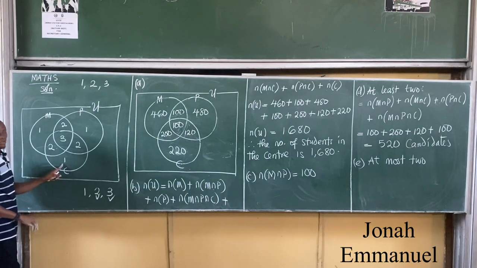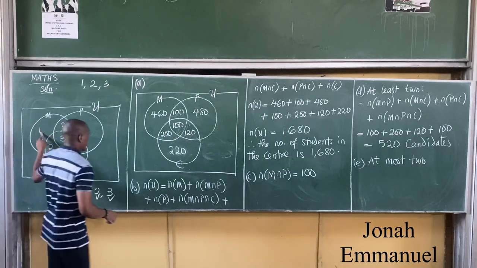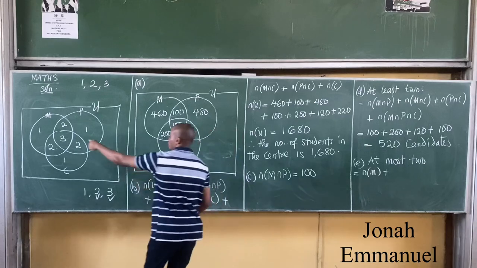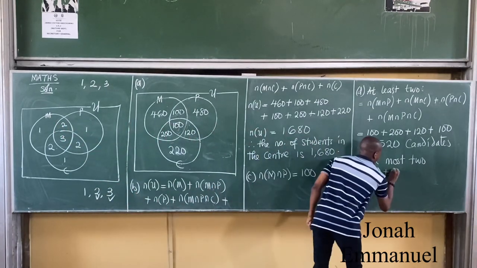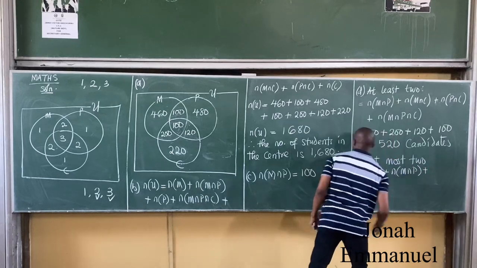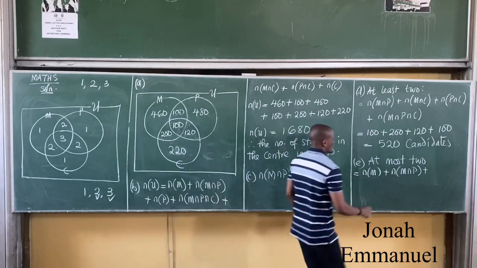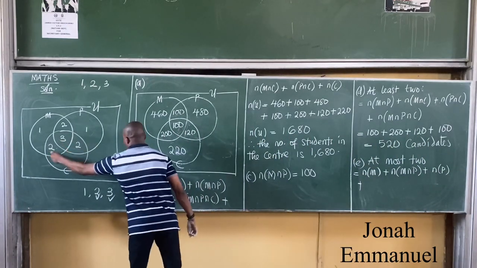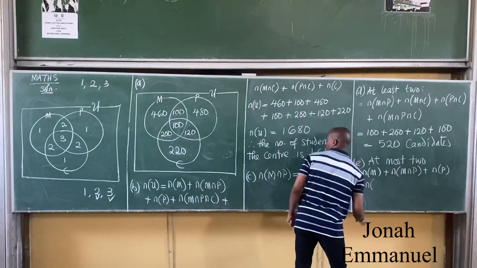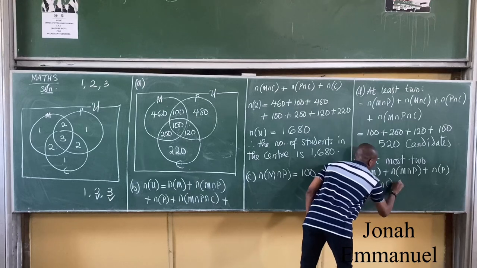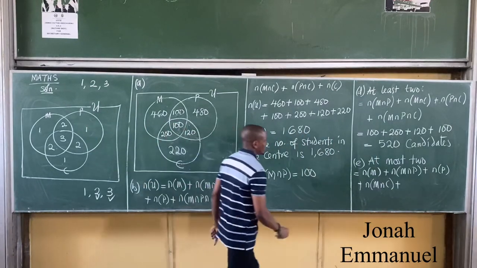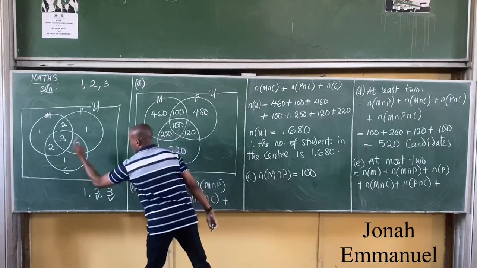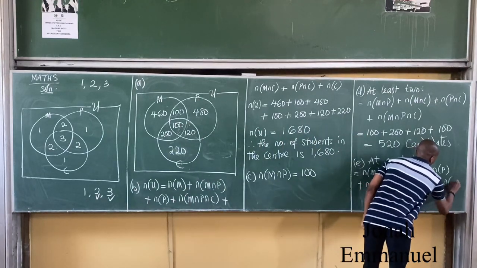You don't consider 3. Alright, here's what we have: n of M, plus this point here, M and P combined, so n of M intersection P, plus here is n of P, plus here is P and C combined, so n of M intersection C, plus here is P and C combined, n of P intersection C, plus here is just n of C.